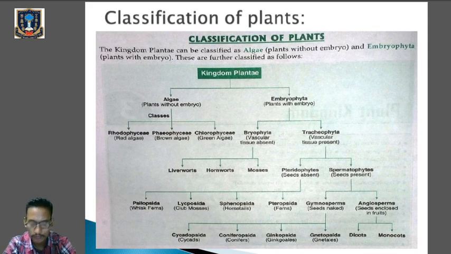So this is just a brief explanation of the classification of the kingdom Plantae. Today we'll go with the characteristics of algae. Clear? We'll learn about the economic importance of algae. Then in the next class we'll learn about the different classes of algae and their characteristic features also. So today we will go with algae.